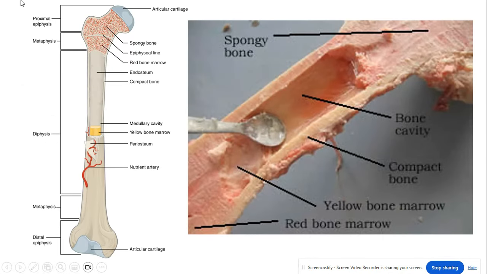So as you can see, this is the dissected long bone. That's the spongy bone right here. This is the bone cavity, and this is the compact bone. Until here we have the epiphyseal line, so this is the proximal, and the lower area will be the distal epiphysis. Looking at it, this here is yellow bone marrow, and this here is the medullary cavity. Here you have red bone marrow. Like I said, this is a dissected image. If you want to see an animated image, you have it right here.